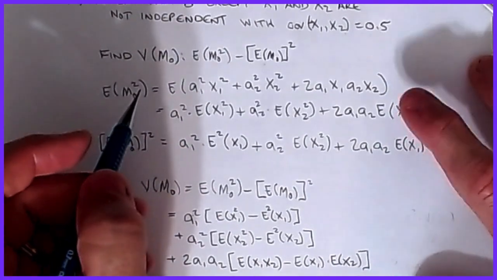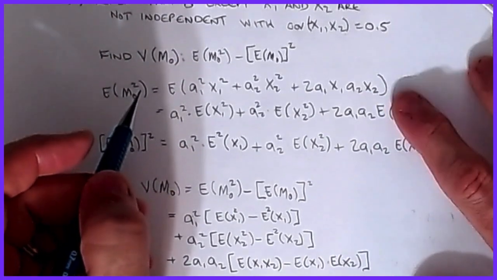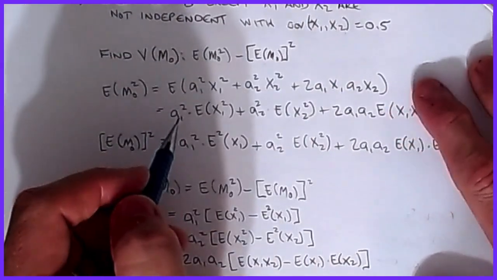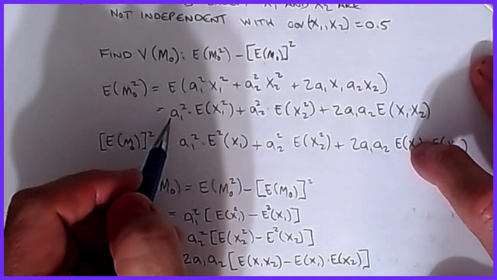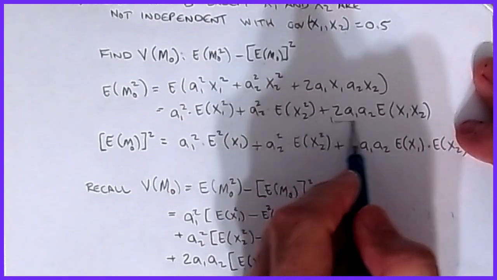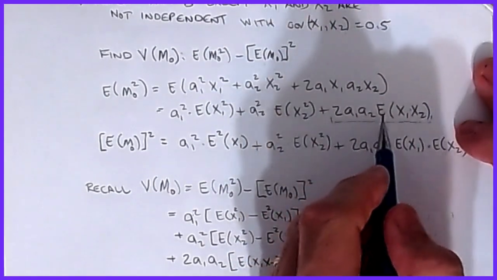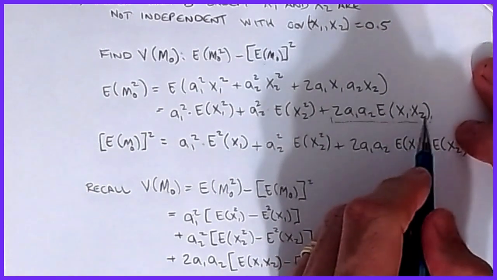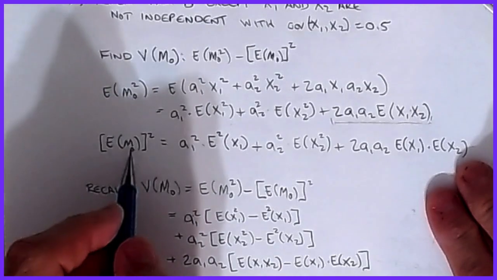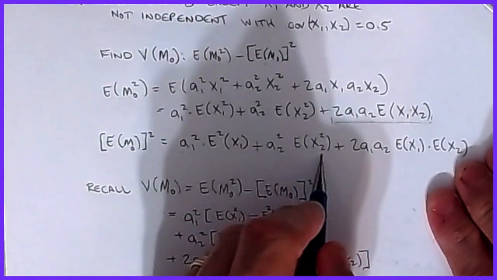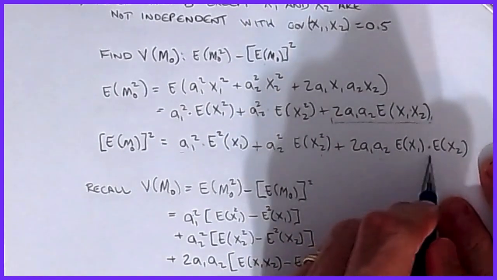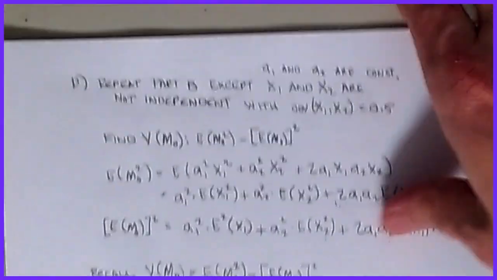If we have a linear dependence, then I can't just drop out terms anytime I multiply these guys by each other. So your formula ends up looking something like what we had before, this guy and this guy, but now I also pick up this term on the end, 2a1a2 times the expected value of x1 times x2. Then if I repeat the process for the expected value of m naught, I get the same first two terms, but then I also get 2a1a2 times the expected value of x1 times the expected value of x2.